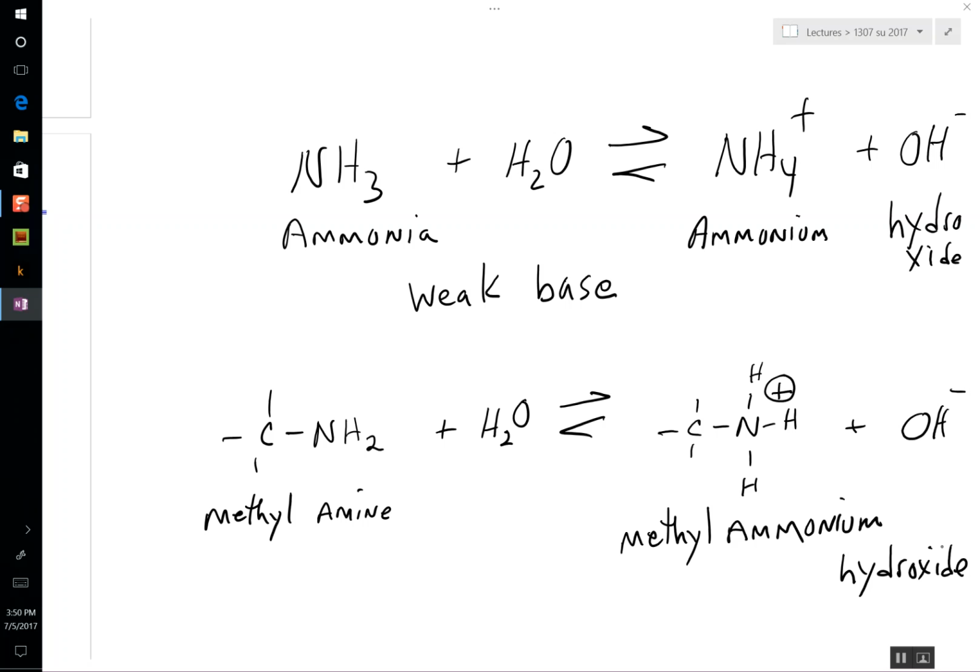Ammonia is the weak base. All right? That's what it becomes as a result of reacting with the water. But it's the ammonia, it's the methylamine that are weak bases. They produce hydroxide ion when you bubble them into water.